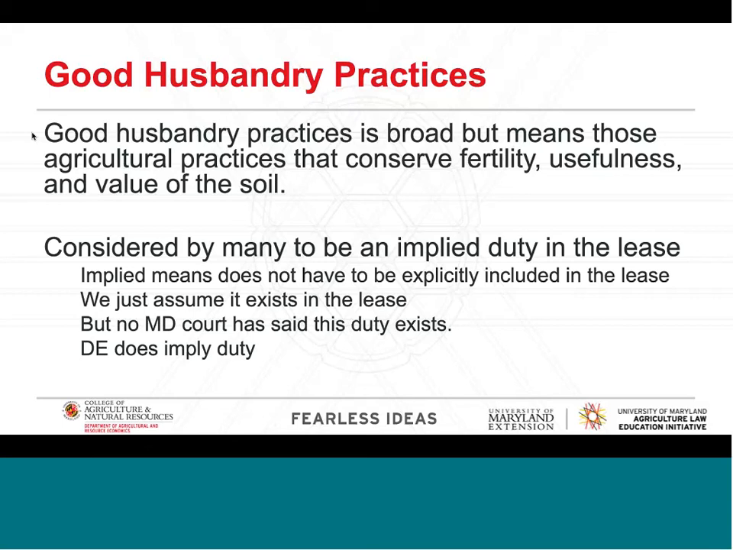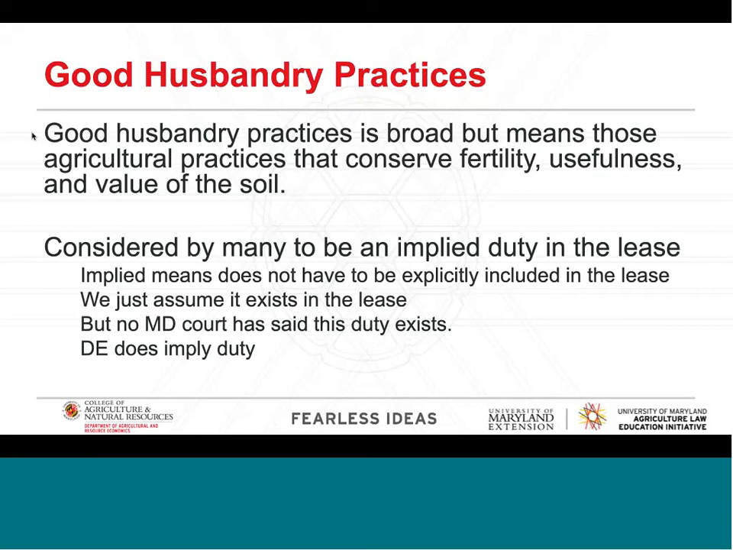And if we allow tenants just to come in, do whatever they wanted to do to the property, misuse it, mismanage it in some way that reduces all this, there would be huge value loss to the owner of the property, and they may potentially not be able to reclaim that. So in a lot of these cases, we just imply this exists in most ag leases.